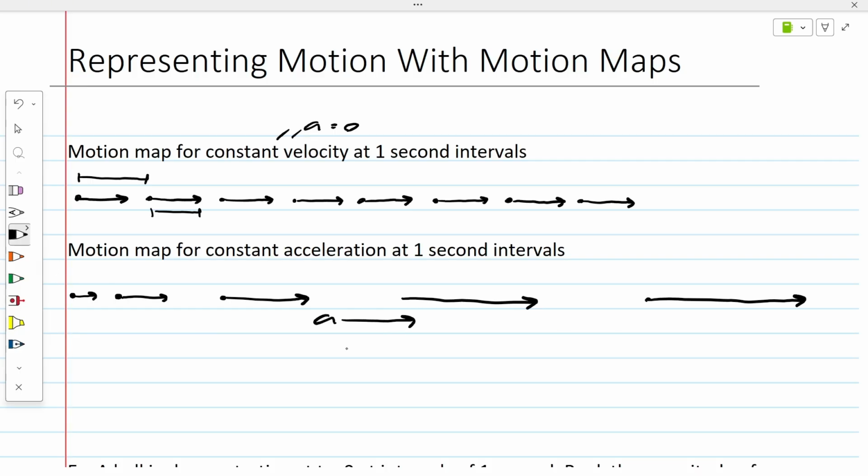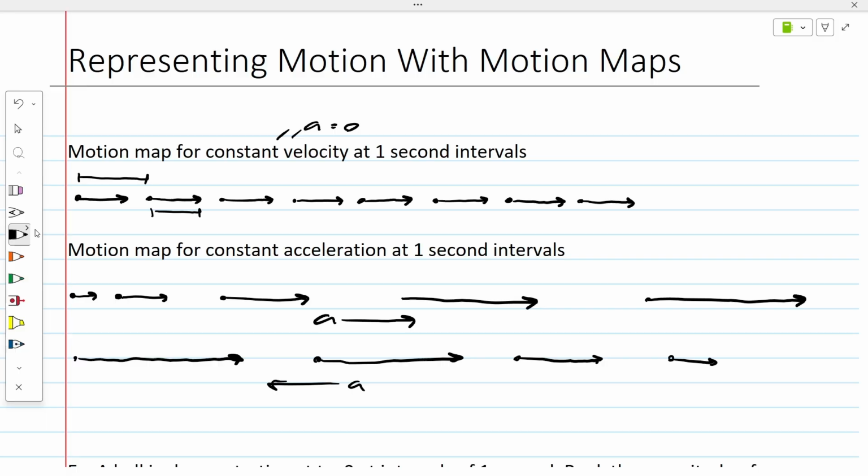But you could also show acceleration in the opposite direction if you started with a longer line and got shorter with each frame, and this would show acceleration in this direction.